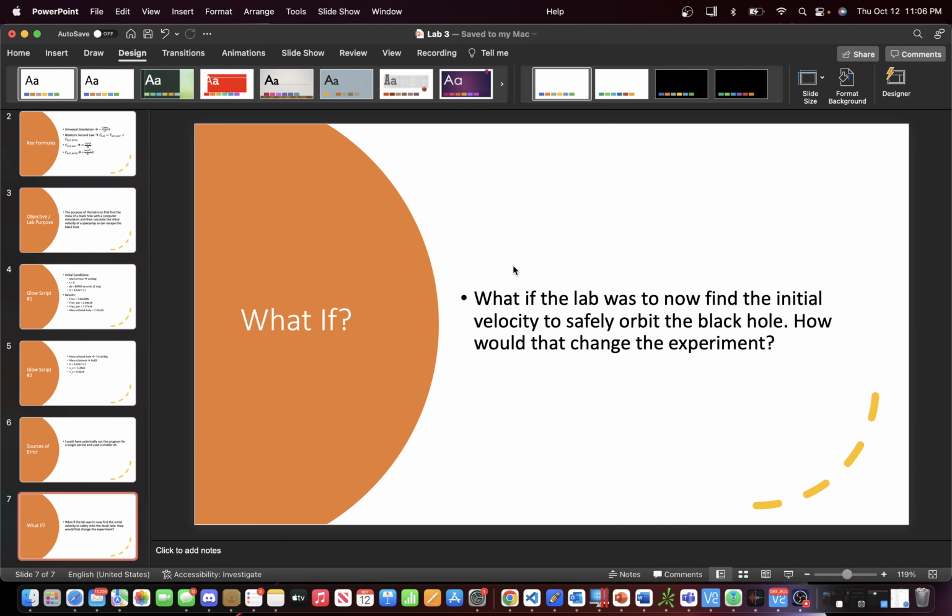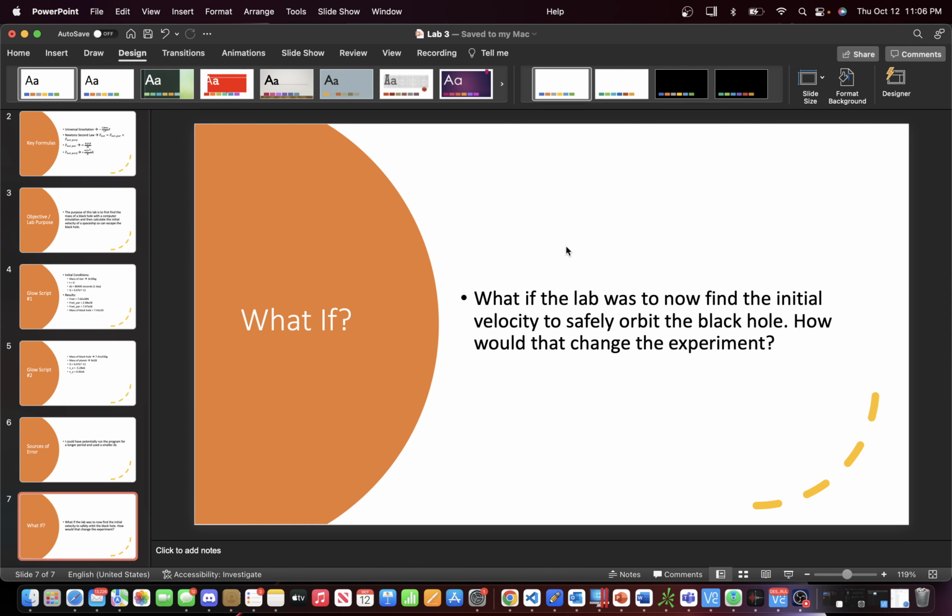Here are some what ifs. The main what if I had in this lab was to find the initial velocity of the spaceship to safely orbit the black hole, and how that would change the experiment. Probably increasing the y velocity a little bit and decreasing the x velocity. But this is just an interesting thing to keep in mind and question.